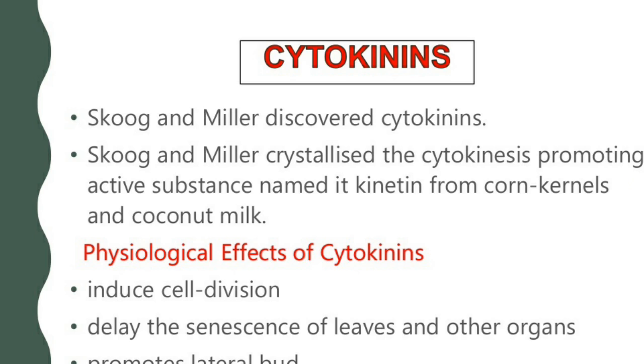Cytokinins. Skoog and Miller discovered cytokinins. Skoog and Miller crystallized the cytokinesis promoting active substance, named it kinetin, from corn kernels and coconut milk. Physiological effects of cytokinins: induce cell division, delay the senescence of leaves and other organs, promote lateral bud growth.